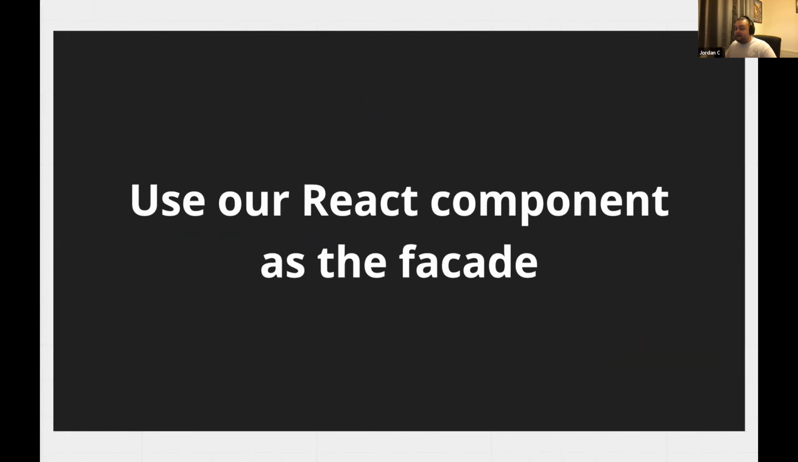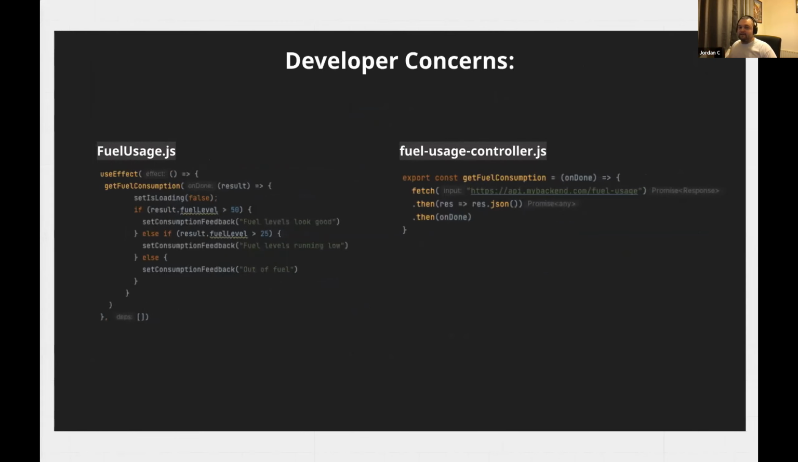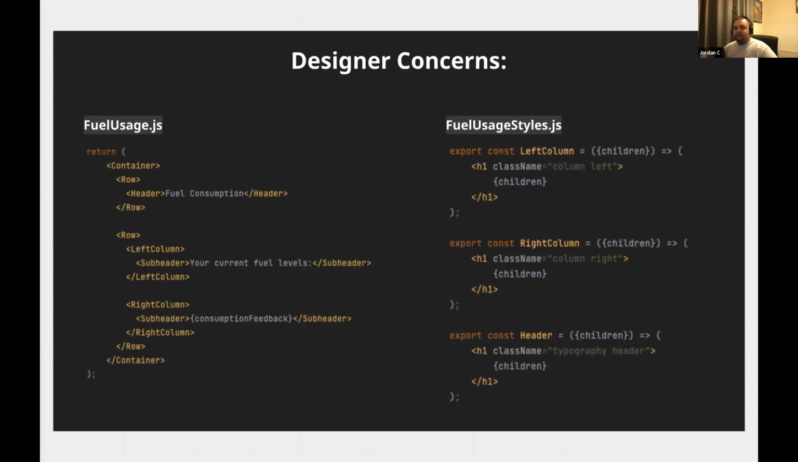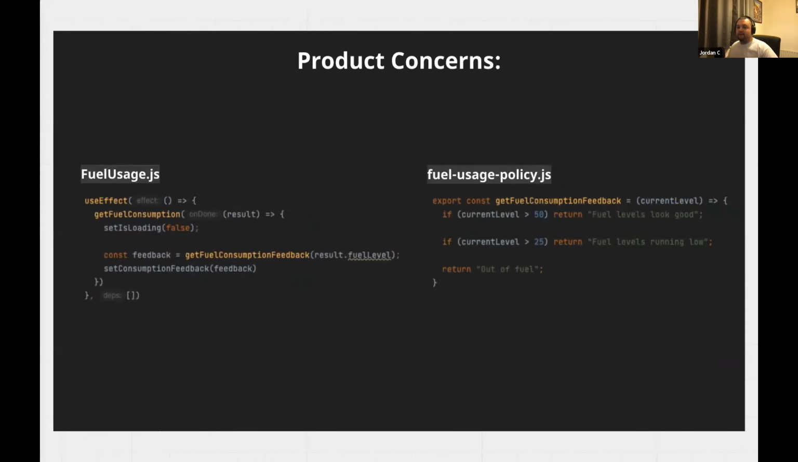But we are talking about a React component here. So how could we do that? We could turn it into a facade. So here's our React component again, and we can start breaking it down. Those developer concerns, we could put in a controller file. All the other functions related to anything fetching data can go there. For designer concerns, we could do a little trick where we extract out the CSS concerns or anything to do with design into reusable generic components. So it removes that information from our facade. For the copywriter, we could use a template to move out those strings. And for the product, we can create a policy file where we remove out any behavior relating to the component.